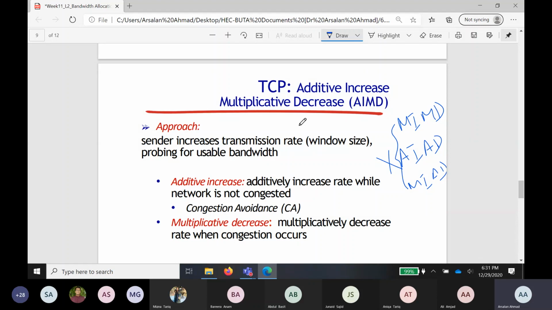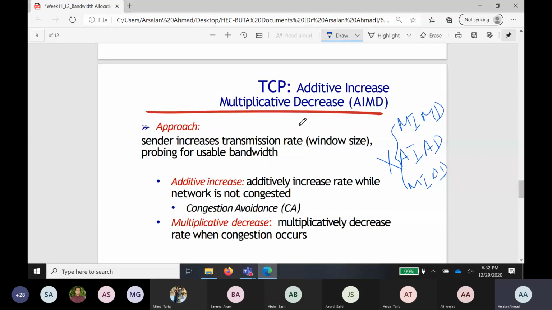Okay, so it's not like the algorithm is some ghost that can magically calculate the rate. It's not some fancy mathematical or analytical model, but it's an algorithm. It's an ongoing process. So these are the two phases: the AI phase, the additive increase phase, in which the sender keeps probing for more usable bandwidth from the network, and keeps increasing the transmission rate additively in a careful manner, one by one, and keeps noticing if the network is behaving well. That means my increase in bandwidth is not a problem for the network, and the network is capable of sustaining this bandwidth.